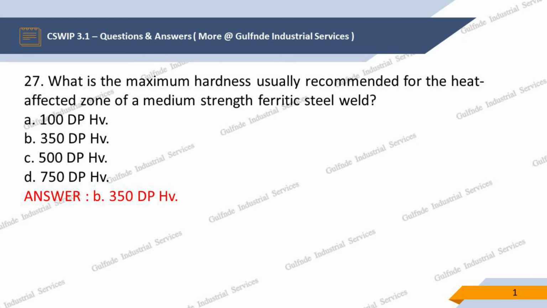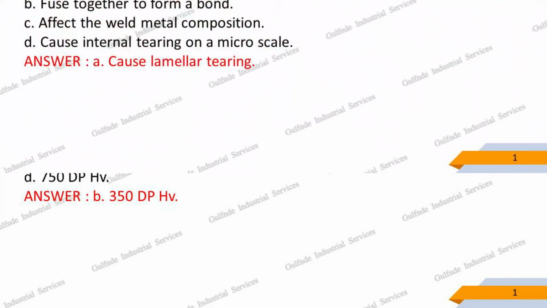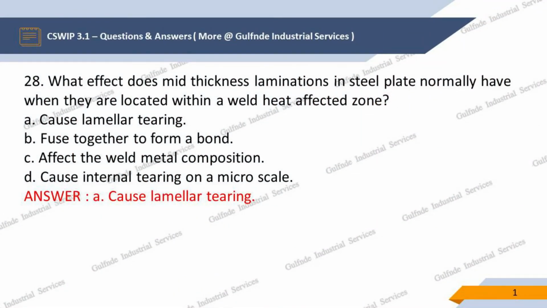Question 27. What is the maximum hardness usually recommended for the heat-affected zone of a medium-strength ferritic steel weld? Options are A. 100 HV, B. 350 HV, C. 500 HV, D. 750 HV. Our answer is B. 350 HV.